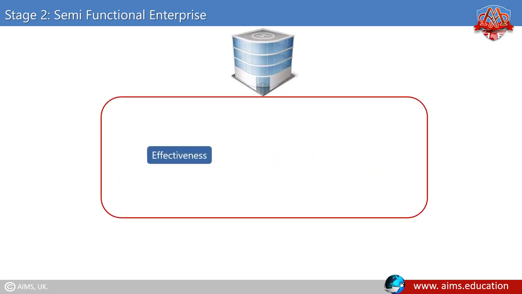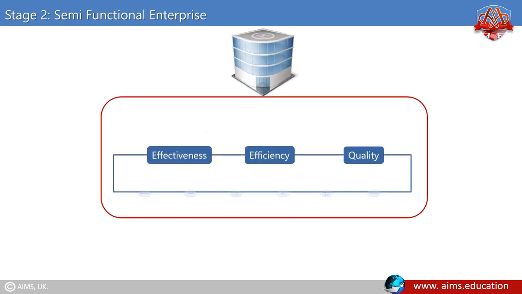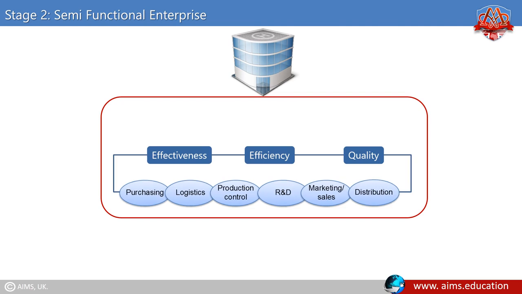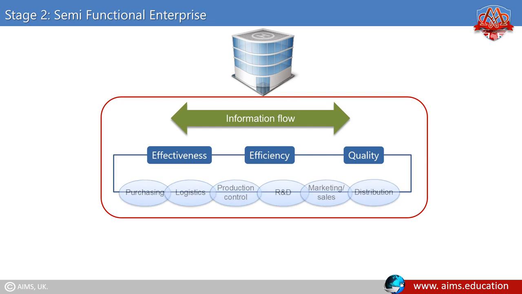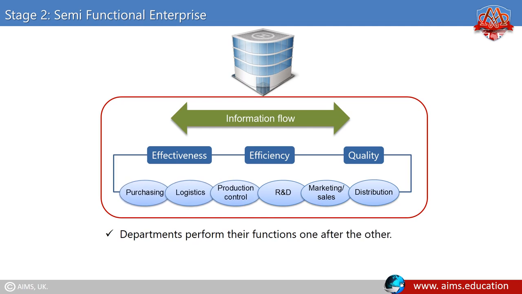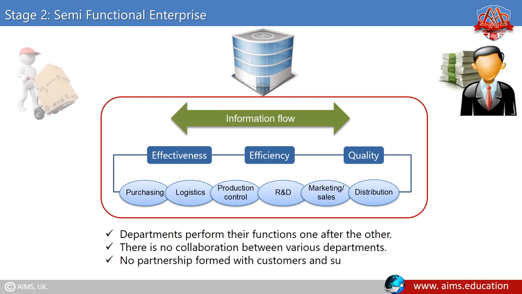Stage 2. Semi-functional enterprise. At this stage, the nucleus organization begins to improve effectiveness, efficiency, and quality within functional areas. As explained in the below exhibit, information flow has been improved and functional areas have been defined. However, departments perform their functions one after the other. There is no collaboration between various departments and no partnership formed with customers and suppliers.